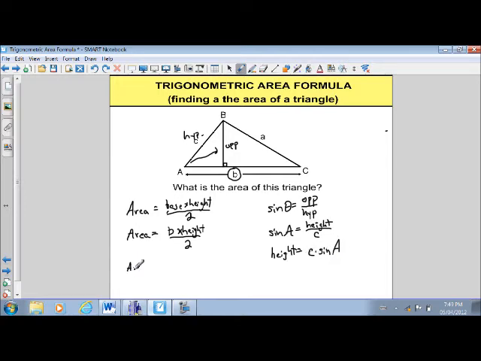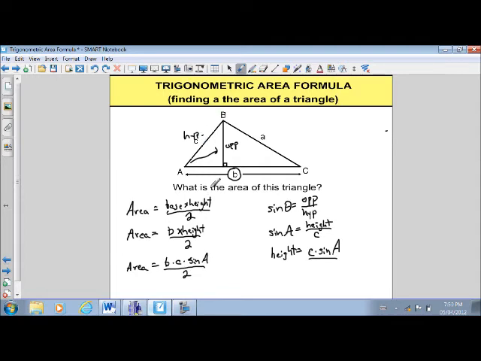So if we look at our trigonometric area formula, all we need to do now is replace the height here with what we have over here. So we have b times c times the sine of angle A, and then divided by 2. And again, as I said initially, we've got side, angle, side: two sides and the angle between.